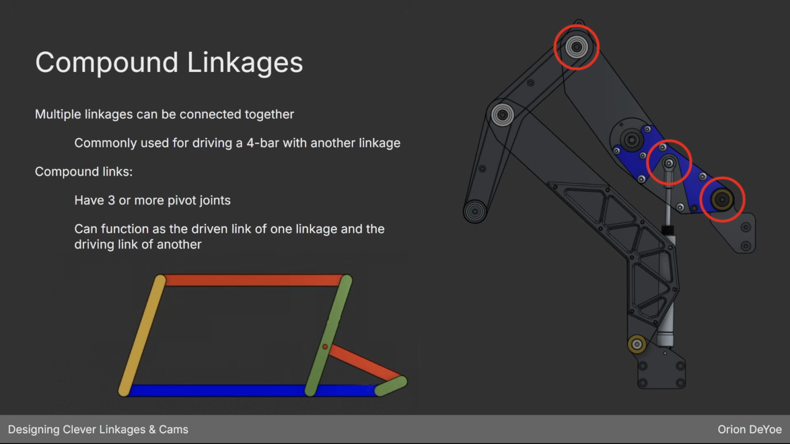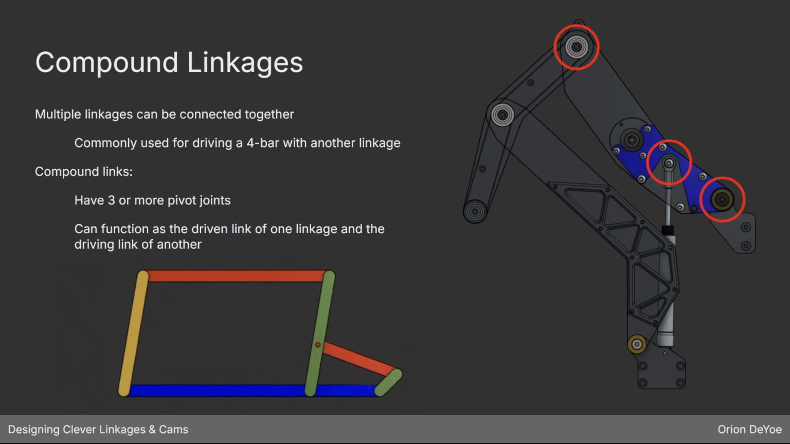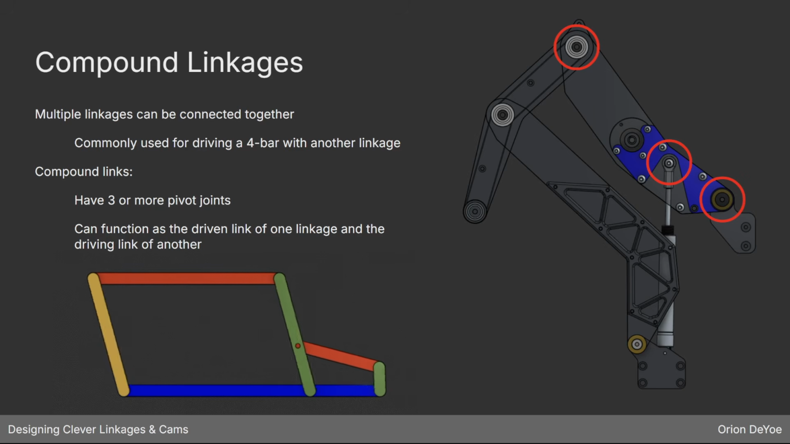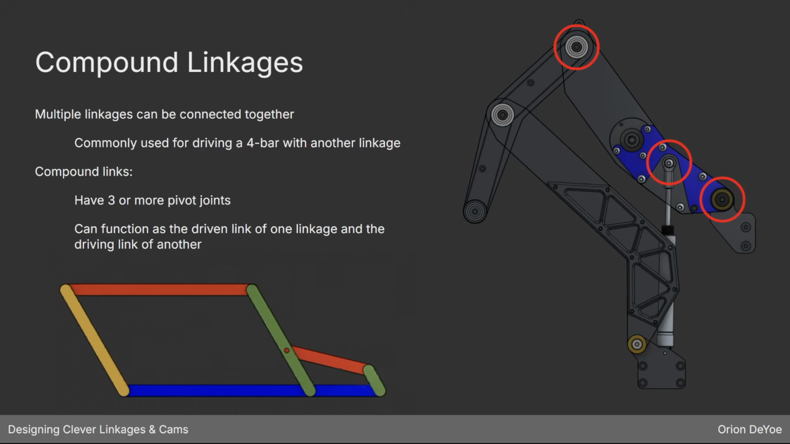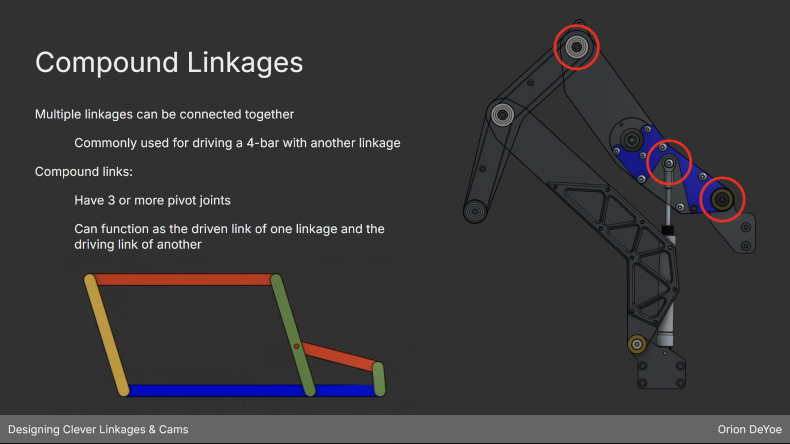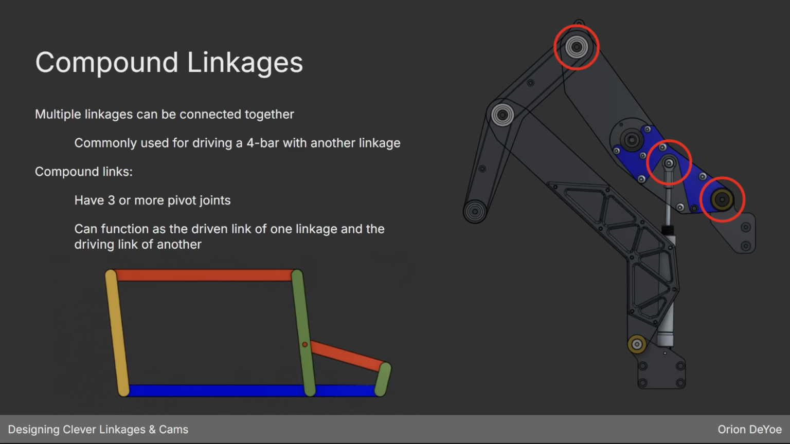And then going further with this, you can take multiple linkages and connect them together, and you can do this to produce more complicated motion or to change the mechanical advantage of your system. A lot of times you'll use a compound linkage to drive a larger 4-bar linkage with some other linkage. There's an example here of this intake where you've got a 3-bar linkage that's formed by the air cylinder, and that linkage is connected into what we call this compound link, which is basically just a link that shares a connection with the other linkage.